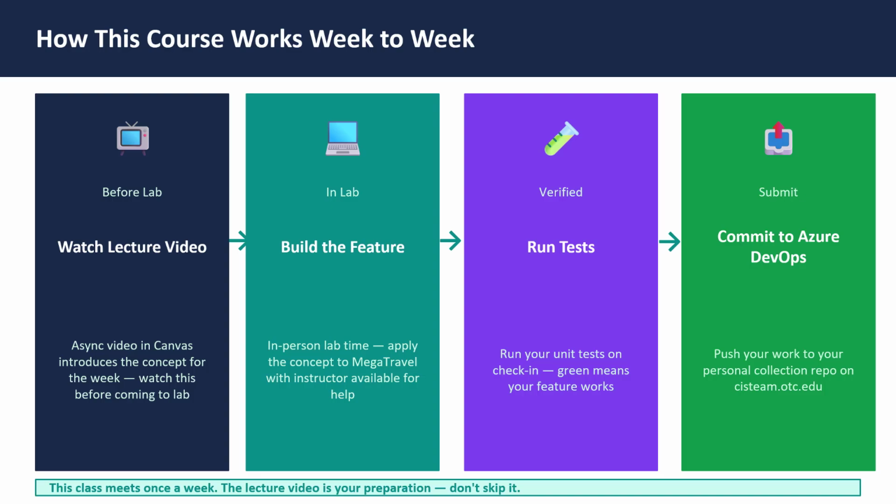Then in lab, you apply the concept discussed in the video. You build the feature, and I'm there to help, and that is what our lab time is for. If you don't come prepared to lab, you're going to have a very difficult time completing the assignment. When you're done, you test your work. So we will run our unit tests and check that they are passing so that we know our feature is working correctly. When you are finally finished with your work, you'll commit and push up to your repo on our Azure DevOps server. The callout at the bottom is really the important part here.